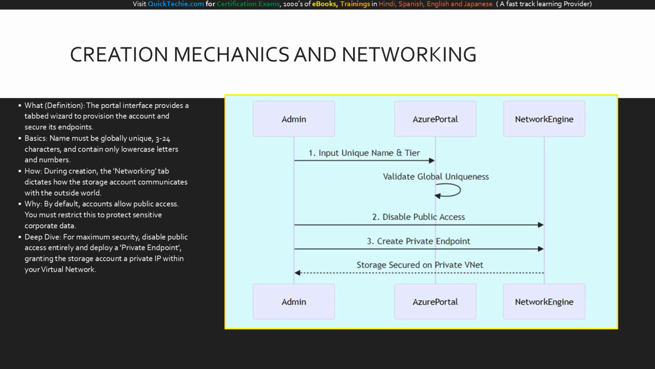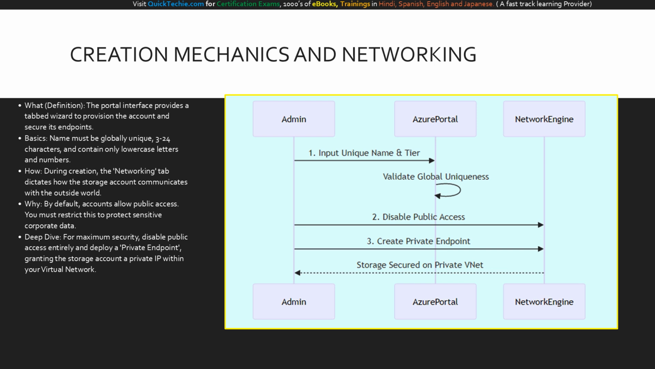Slide 6 focuses on the actual mechanics of creation and securing the network. What is the process? Azure provides a tabbed wizard guiding you through basics, advanced, networking, and so on. A fundamental rule you must memorize: your storage account name must be globally unique across all of Azure, between 3 and 24 characters, using only lowercase letters and numbers.